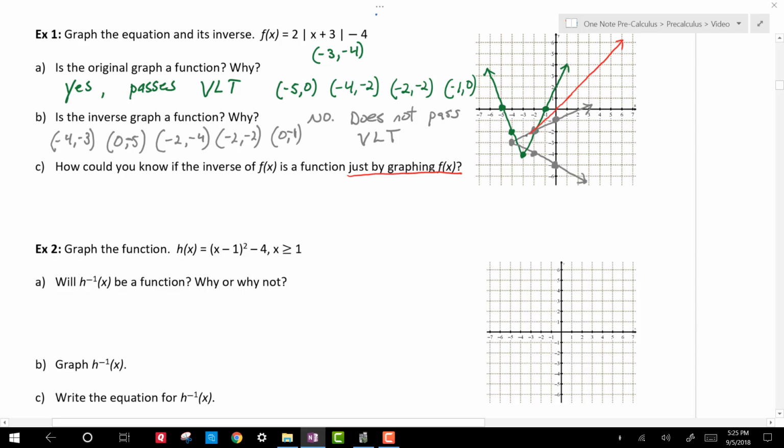So if I come down this way, my line y equals x goes right over that. Now, hopefully in geometry you talked about reflections a little bit. If you look at the vertex on my green graph, and you were to reflect that at a 90-degree angle over the line y equals x, you would get the vertex of the gray graph. That's what an inverse function is. It's a reflection over the line y equals x.